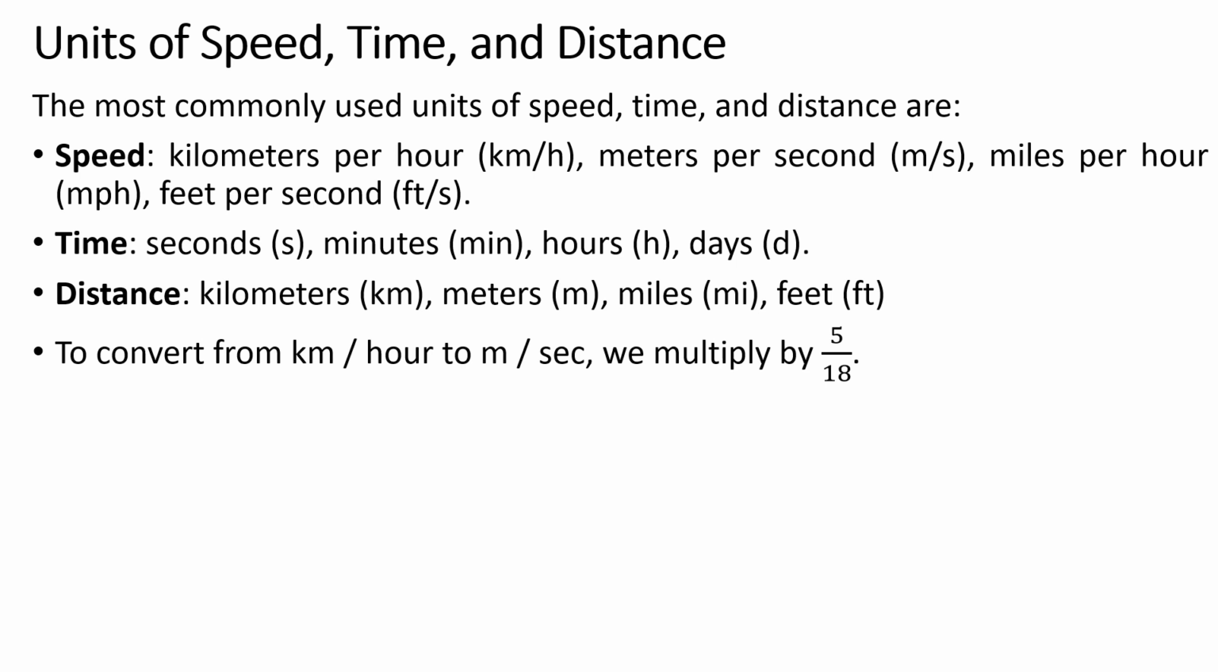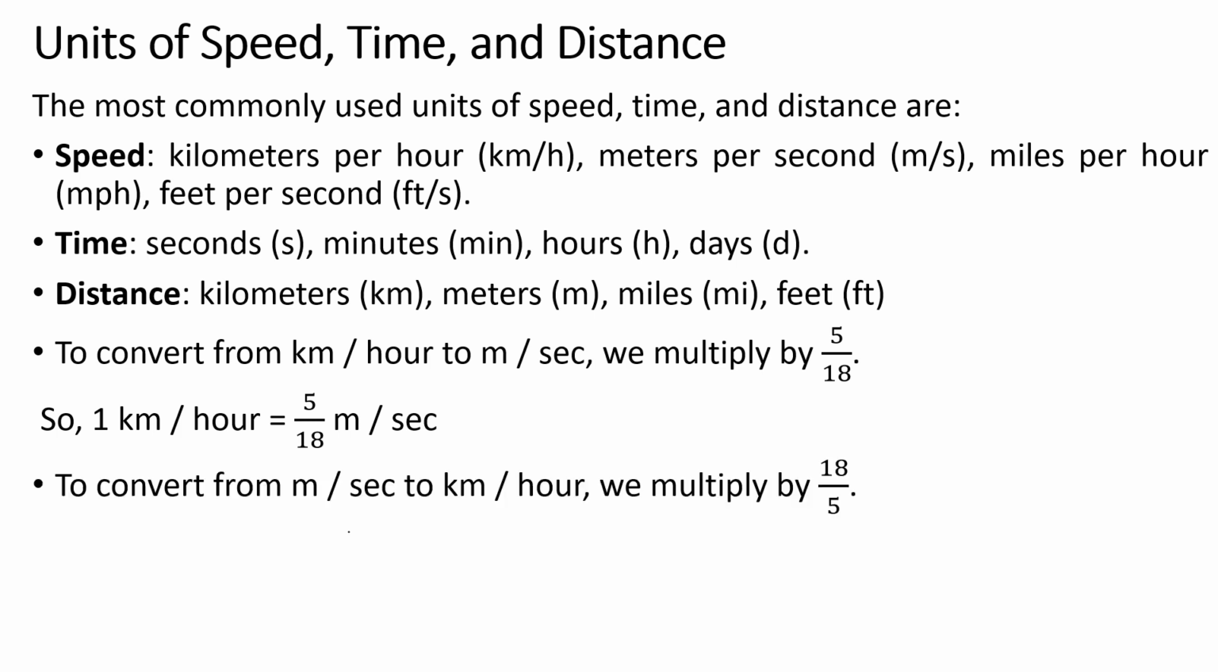It's also important to know how to convert from kilometer per hour to meter per second. Suppose the speed is in kilometer per hour, and if you want to convert it into meter per second, you have to multiply by 5 by 18. That means 1 kilometer per hour is 5 divided by 18 meter per second. Similarly, to convert meter per second into kilometer per hour, we have to multiply by 18 by 5. That means 1 meter per second is 18 by 5 kilometer per hour, or 3.6 kilometer per hour.